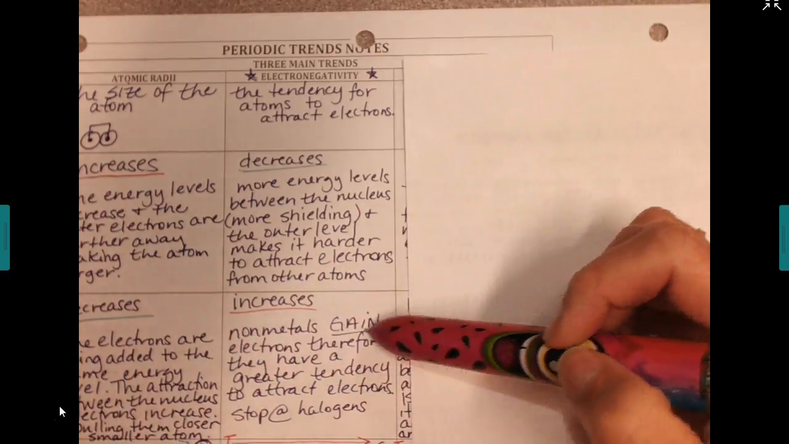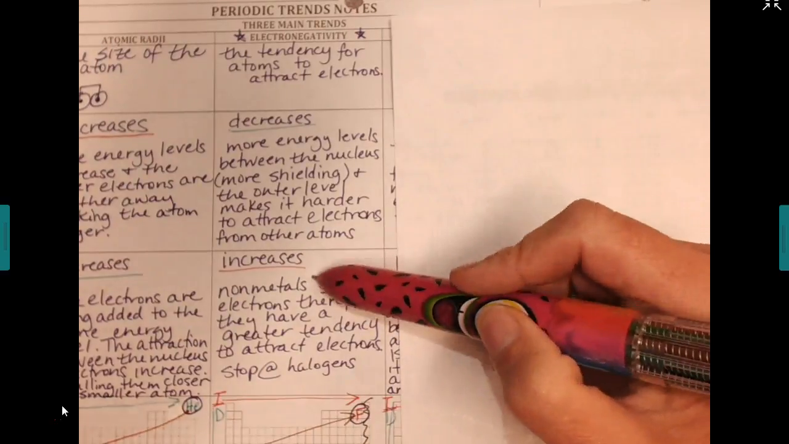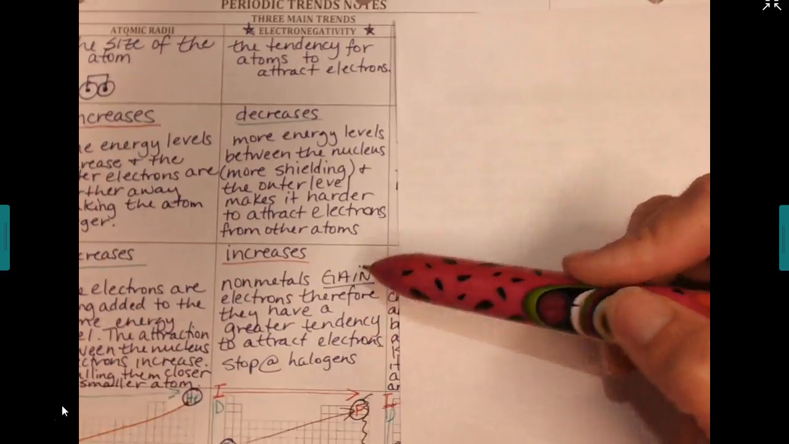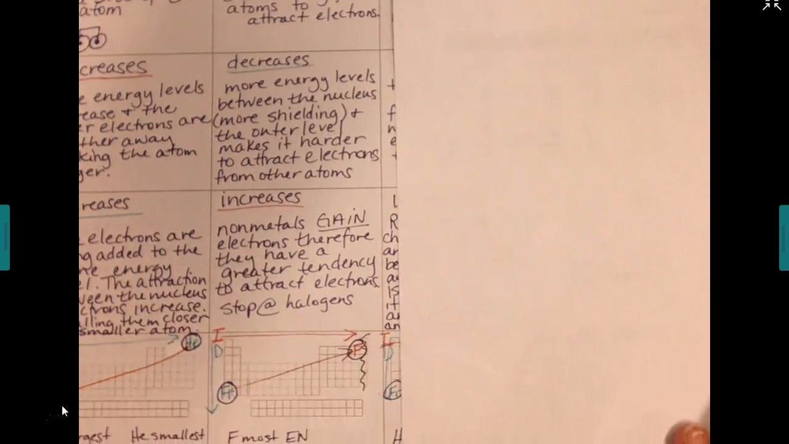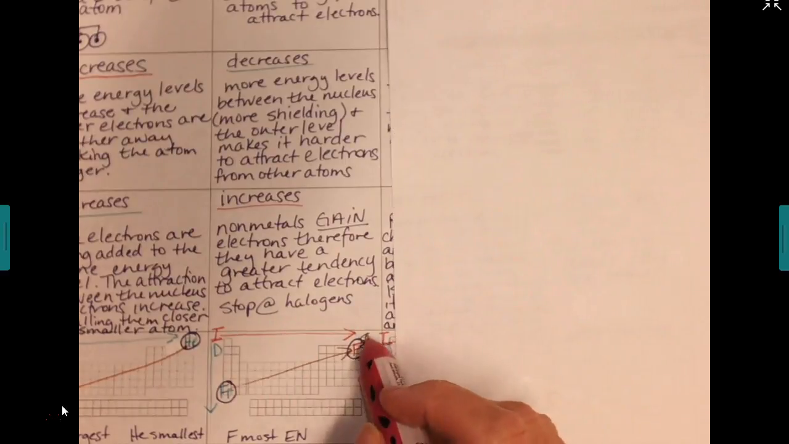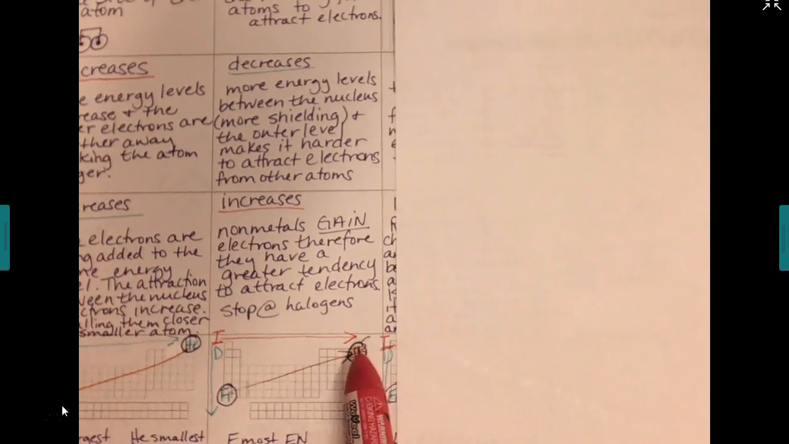As we go across the period, though, it's going to increase because nonmetals want to gain electrons. Therefore, they have a greater tendency to attract electrons. Remember to stop at the halogens. We're going to go ahead and cross out our noble gases, because fluorine is the most electronegative element.